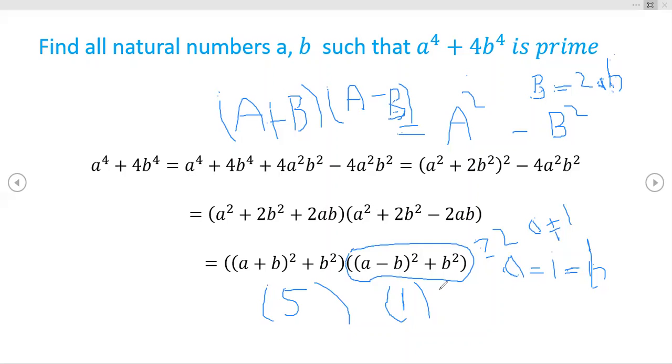So you see, we've actually found the only solution. It happens when a equals 1, b equals 1. And so a single answer to this question is this value for a and b, and the prime number that we get is 5. Sorry for it being so slow.